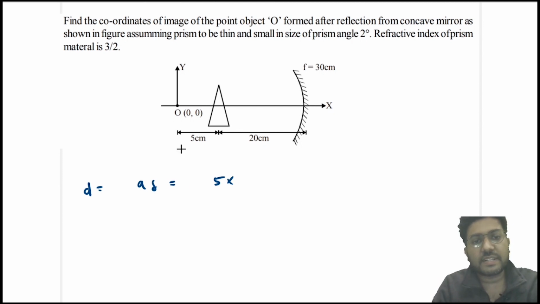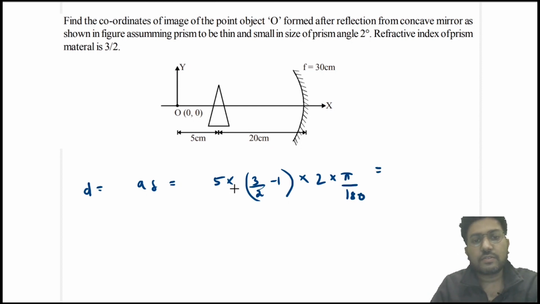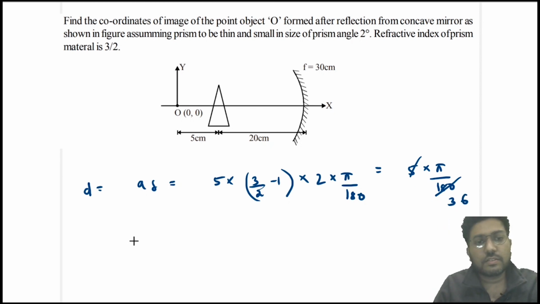A is 5, the object distance, and delta is mu minus 1 into A, that is 3 by 2 minus 1 multiplied by A. Now A you have to write in radian. So I'll write 2 into pi by 180. So from this I will get 10 into 0.5, that means 5 pi by 180. Okay, so from this I will get 336. So the distance between the object and the image is pi by 36, and I have told you that the image is formed just above the object. So suppose this is the image formed.